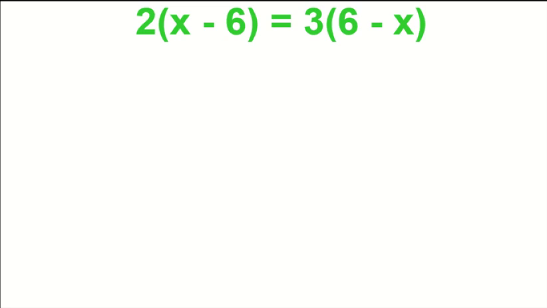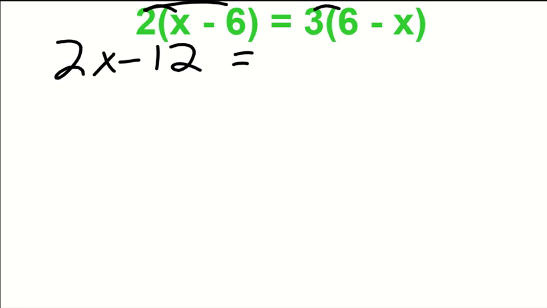All right, so step 1, we're going to distribute. We have 2 to distribute. On the left side, we have the 2, so that's 2x minus 12. Everybody okay with that part? On the right side, we have a 3 to distribute. We have to make sure we're keeping that sign. So 3 times 6 is 18. 3 times the minus x makes a minus 3x. Okay?